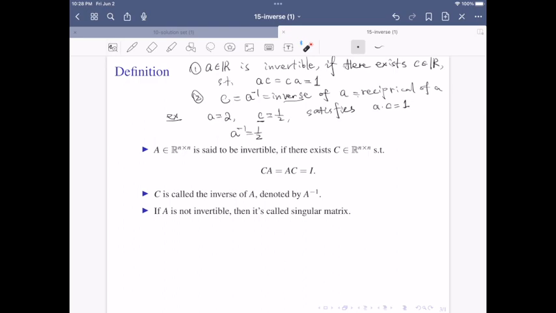But not every squared matrix A, you can always find C satisfying this invertibility condition. So if A is not invertible, then it's called singular matrix. For example, not every number is invertible. If I give A equals 0, then what is A inverse? Does not exist. In other words, this is a singular number. So a singular matrix is a matrix whose inverse does not exist.